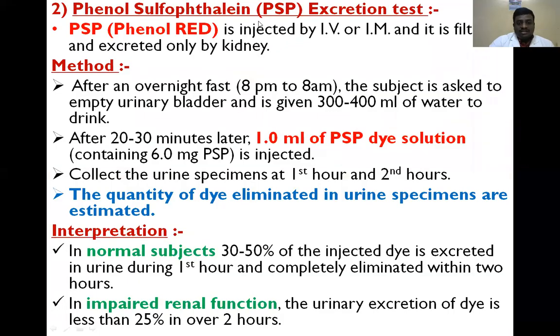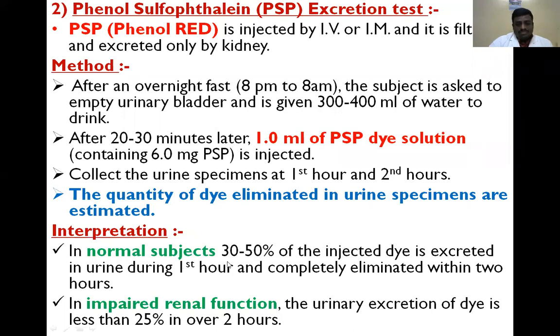Phenol sulfaphthalin is red in color. It is injected intravenously or intramuscularly, and after injection it is filtered and excreted only by the kidneys. Whatever amount we inject, we then collect both the blood and urine samples, and we estimate the phenol sulfaphthalin excretion.